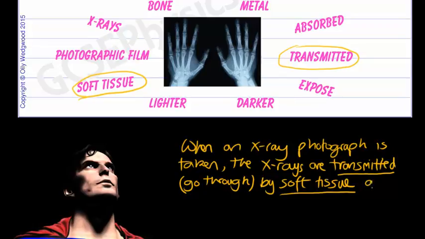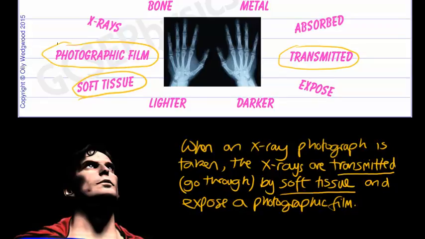And expose a photographic film, which is sensitive to X-rays. It's very similar to light. When light exposes a photographic film, it will make it turn a different color. And so here we are, photographic film, and expose, and comma, turning it darker.